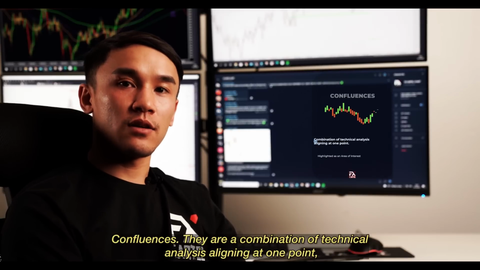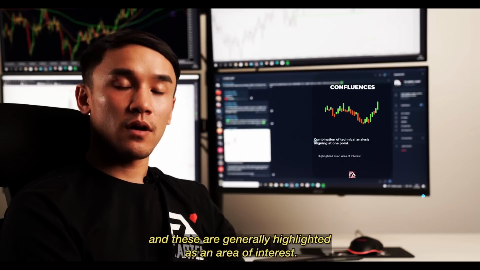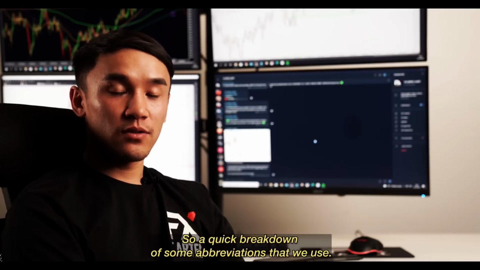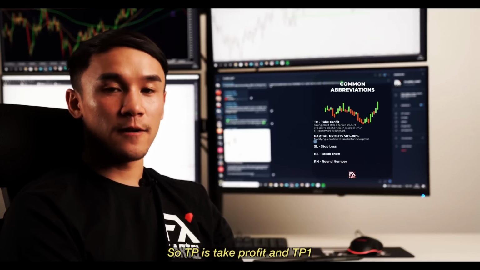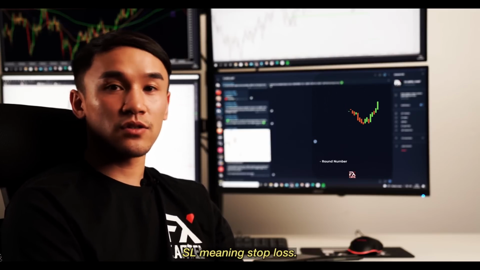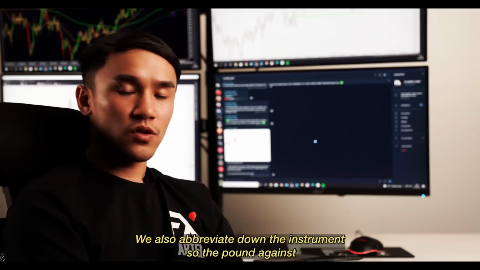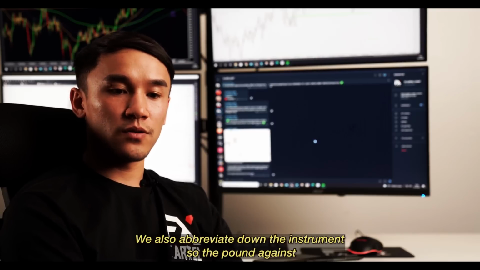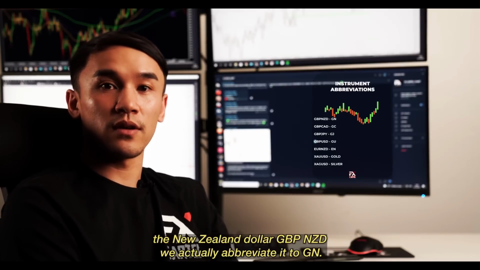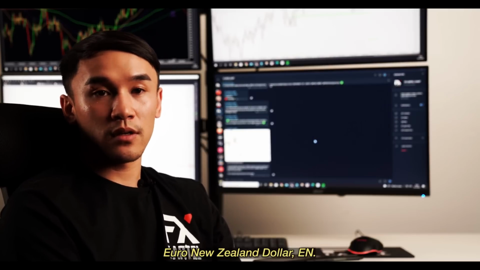Confluences are a combination of technical analysis aligning at one point, and these are generally highlighted as an area of interest. So a quick breakdown of some abbreviations that we use. TP is take profit, TP1 target take profit 1, TP2 take profit 2. SL meaning stop loss, BE is break even, RN as round number. We also abbreviate down the instrument, so the pound against the New Zealand dollar, GBP NZD, we actually abbreviate it to GN. Same with GBP AUD, GA, Euro New Zealand dollar, EN.